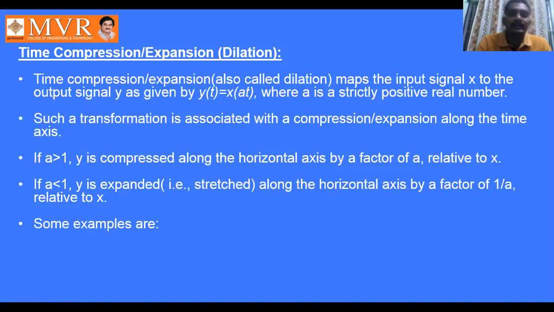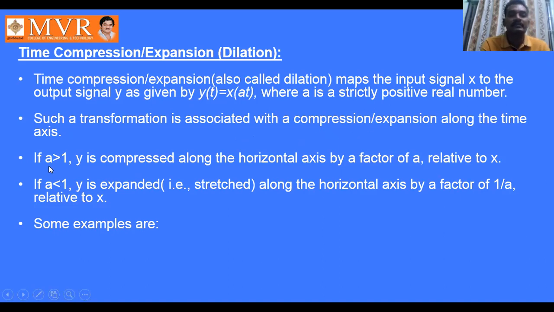Next, coming to time compression or expansion, also called dilation. Suppose x of t is there. x of t can be compressed or it can be expanded. Time compression or expansion, also called dilation, maps the input signal to the output signal y as given by y of t equal to x of a t, where a is a strictly positive real number. Such a transformation is associated with a compression or expansion along the time axis.